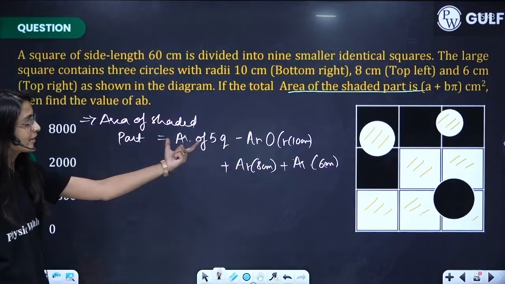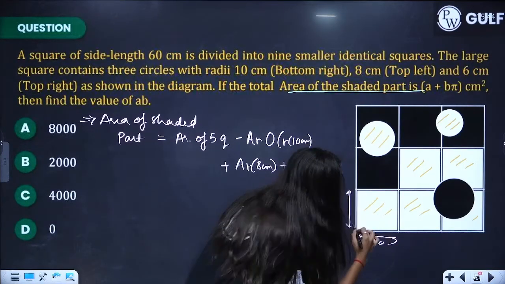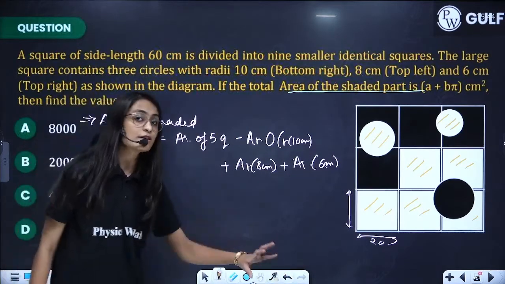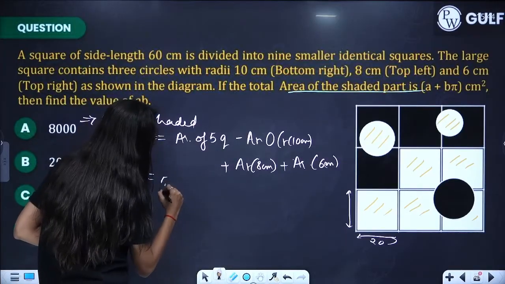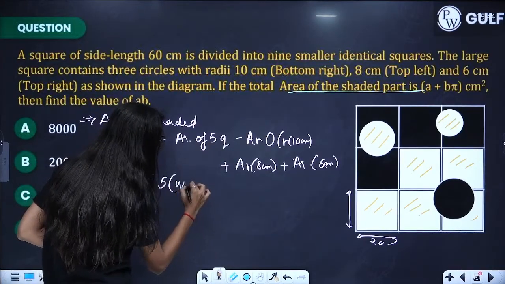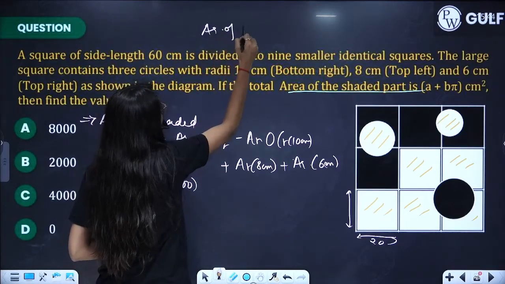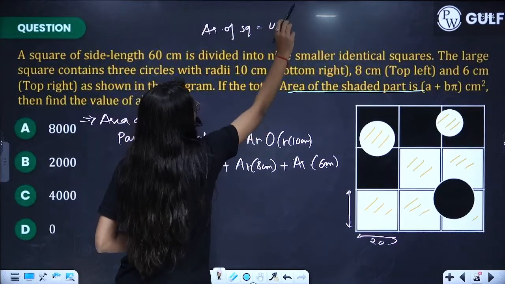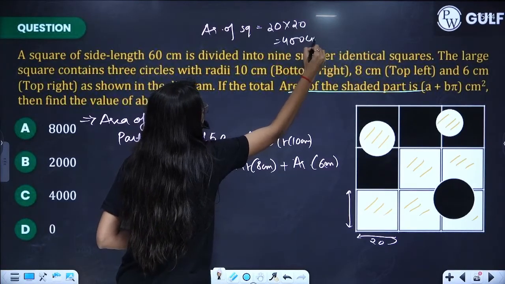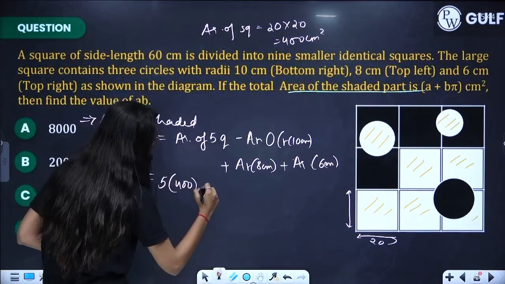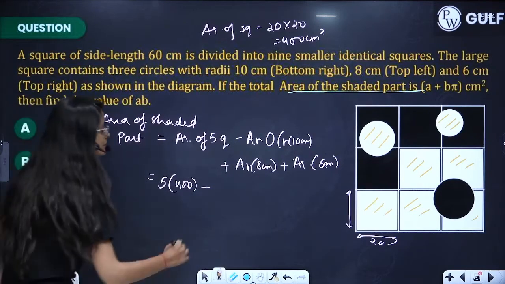Now what's the area of 5 squares? If the side length is equal to 20, the area of 1 square will be 20 cross 20, 400. 400 into 5 is equal to 2000. So 5 multiplied by area, and for the safer side I'm writing area of a square is 400 centimeter square. So 5 cross 400 minus area of circle with 10 centimeter as the radius.